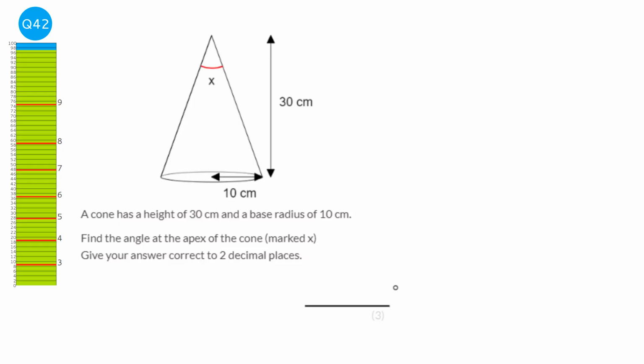So the first thing we need to realize is that we can create a right angle triangle from within this cone. So if I draw a line from the top going downwards, a line to the right and a line up, we can label the sides. So we've got 30 here, and we've got 10 at the bottom here, and we're looking for this angle here, which we're going to call y. And if I just highlight all of this and move it across, then we're obviously going to be using trigonometry to find out what y is.